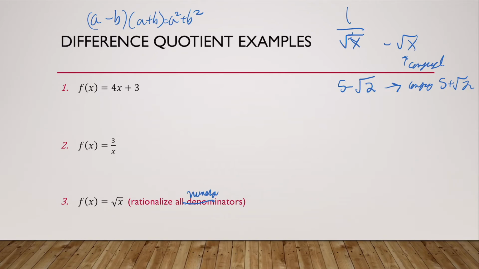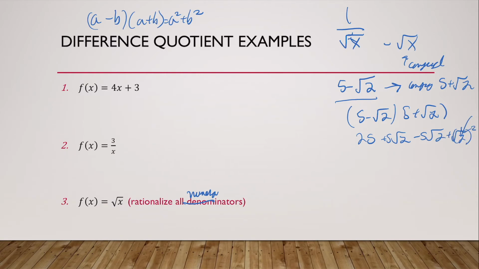So let me show you what that would do. So let's say I had 5 minus the square root of 2 times 5 plus the square root of 2. What you're going to see is our middle terms will cancel. I have 5 times 5, which is 25. I have plus 5 square root of 2 minus 5 square root of 2, plus the square root of 2 squared, which would just give me 2. So I have 25 minus 2, which is 23. We got rid of all the radicals. We rationalized them. In this case, we have to do this to the numerator, and let me show you why.